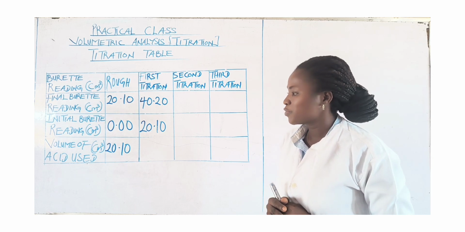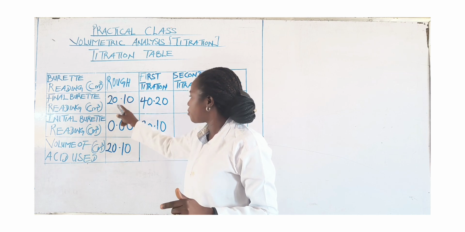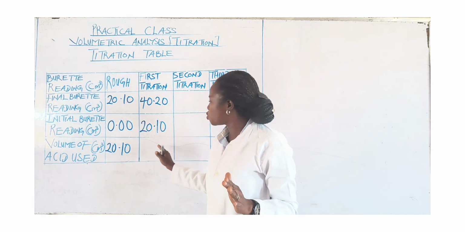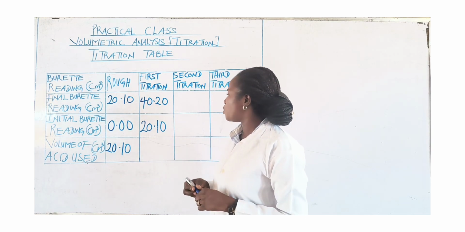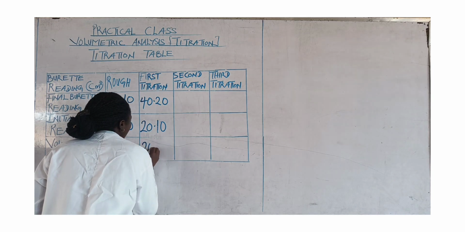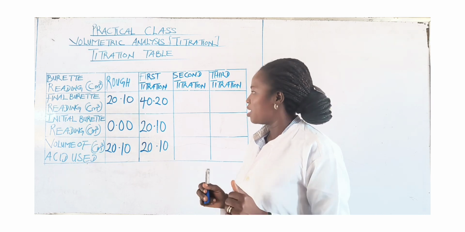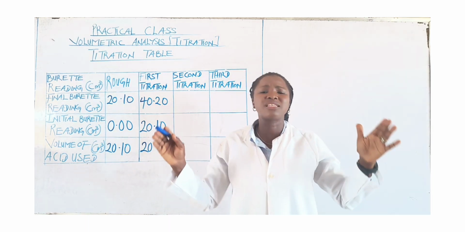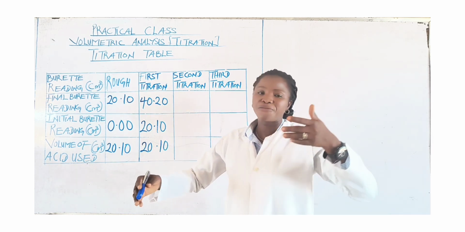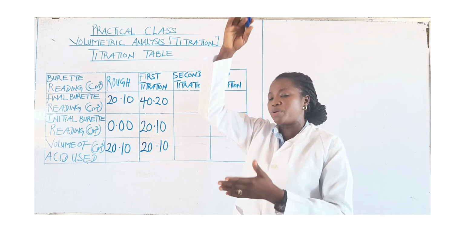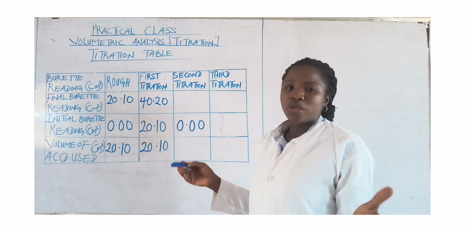Look at it very well. Remember, how do we get this value? We subtract the initial from the final. So what do we get? You also get 20.10. Are you with me? Yes, you get the same value. So same procedure, you carry out the same step. You fill back. Now you cannot use this one again, you can't use 40.20. So let's take back our acid to 0.00. We fill it to the brim again. Initial is 0.00. So we titrate again.